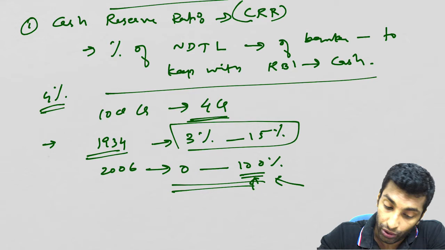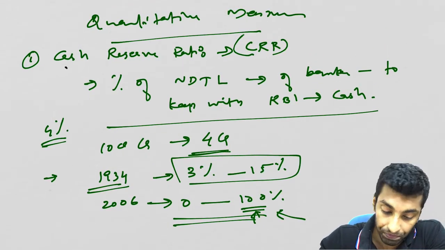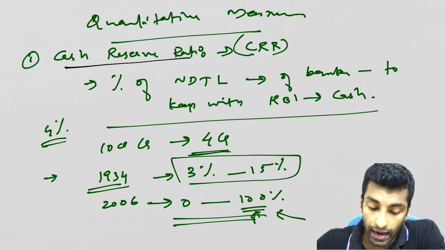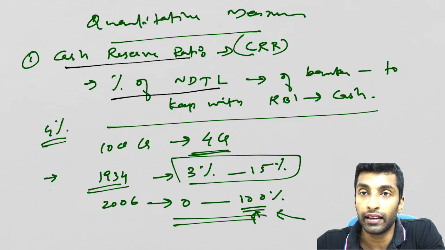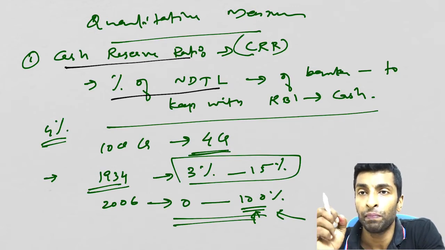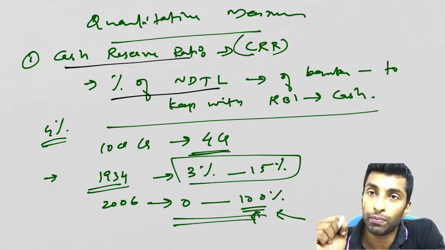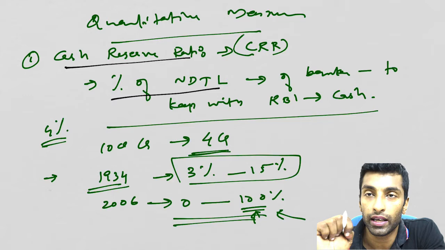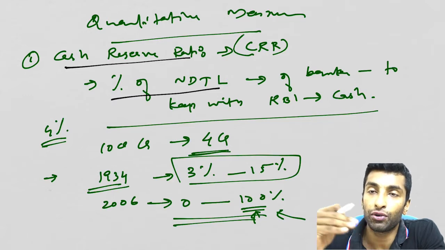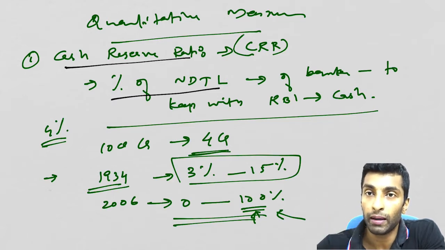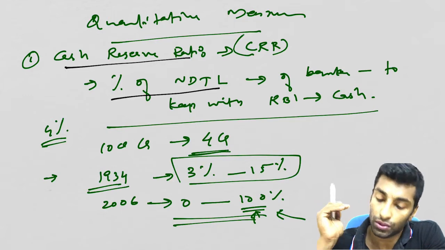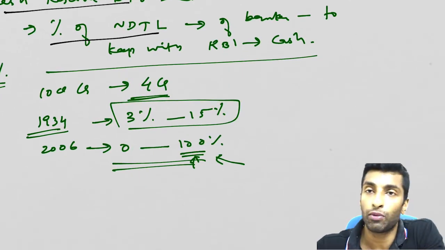So in the last session we have talked about cash reserve ratio. It is nothing but the percentage of NDTL, net demand time liability, that banks have to keep in the form of cash with RBI at any point of time. So banks have to keep a certain amount with RBI at any point of time, and that is what CRR is. So how can CRR be used as a monetary policy measure or to control money supply?